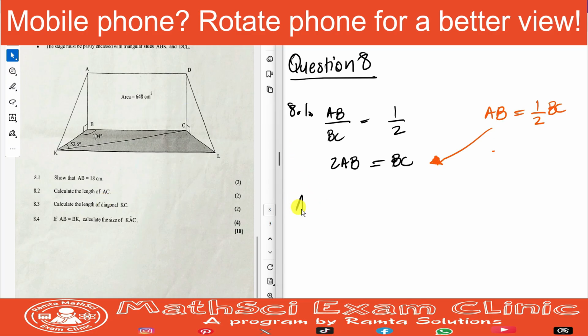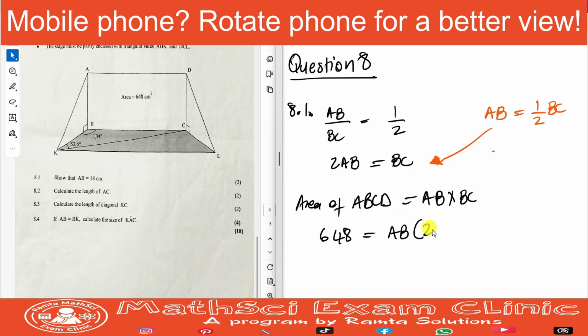ABCD is a rectangle. So the area of ABCD is side AB times side BC, right? So this is 648. And then we said AB, leave AB as is. We said BC is twice AB, right? So this says 648 equals 2 times AB squared.